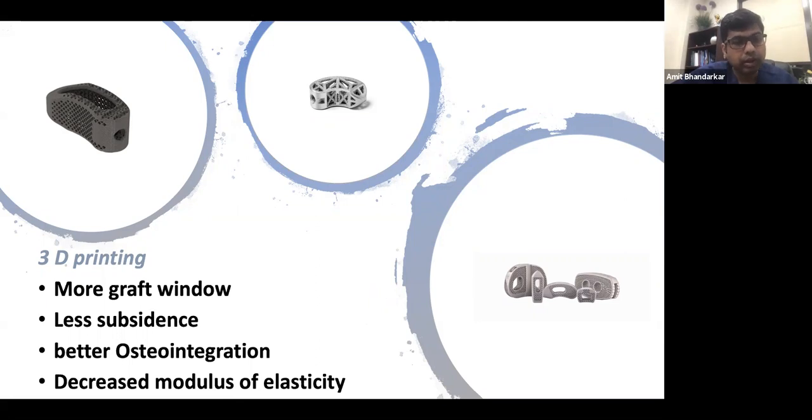But one of the key things here is this nice mesh structure with struts, which helps the cage bear the load in a better way. So it does not create any stress riser for subsidence. And this has a nice graft window, which can really help faster fusion at those locations. They have more graft window, less subsidence, better osseointegration, and most important, a decreased modulus of elasticity of the whole construct so as to achieve greater union.